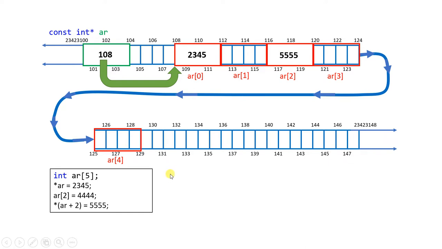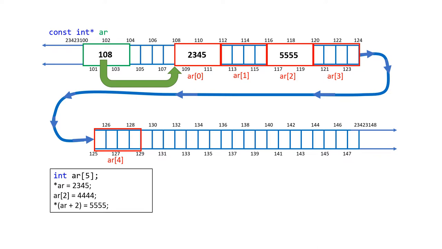Why? You are saying over here, add 2 to AR. What is AR? 108. But adding 2 to this will not add the number 2. What is the size of an integer? 4. So it's going to add 2 fours to it. So essentially, 2 fours with this one becomes 116, correct? Where is 116?